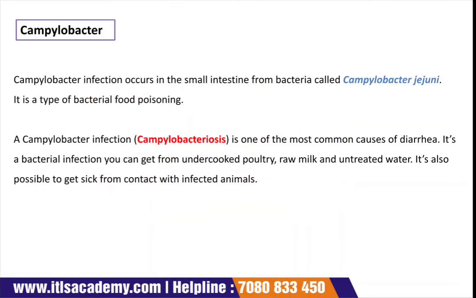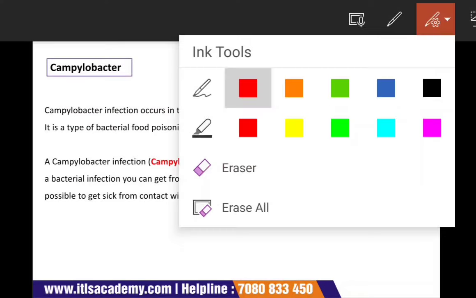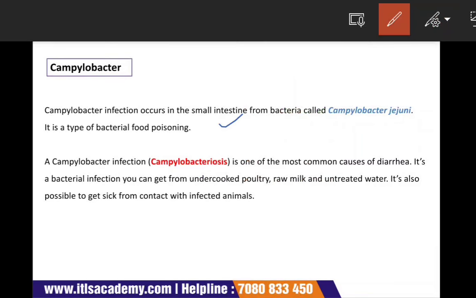Now moving forward, these are certain foodborne pathogens. Today we are going to understand their characteristics. The first one is Campylobacter. Campylobacter infection occurs in the small intestine. Campylobacter is a pathogen that causes foodborne illness, and it is targeting the small intestine. It comes from the bacteria called Campylobacter jejuni. It is a type of bacterial food poisoning.